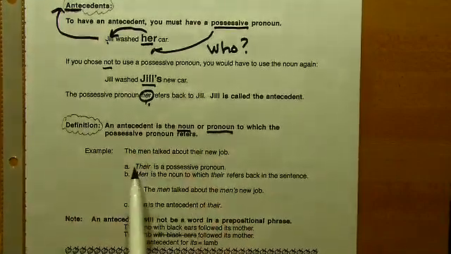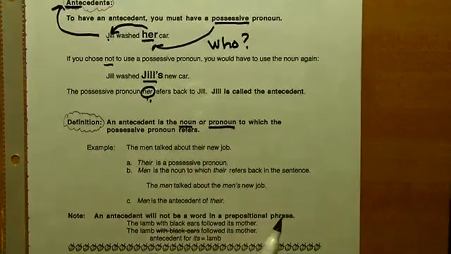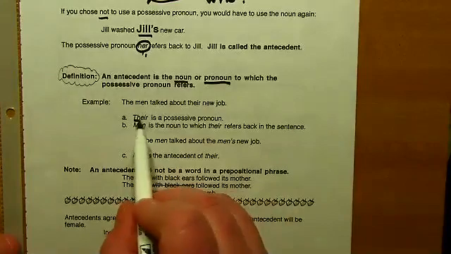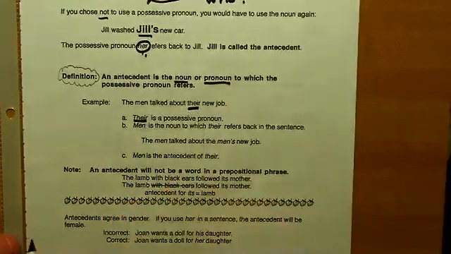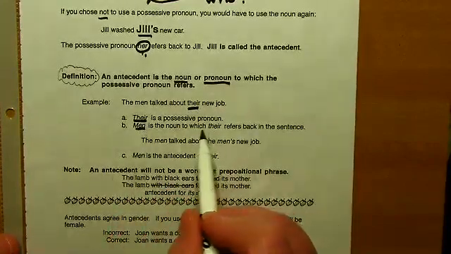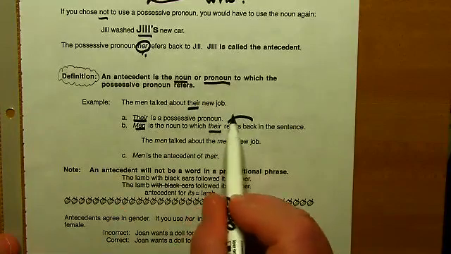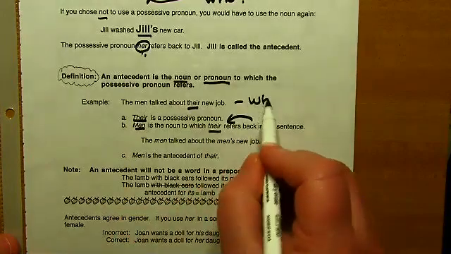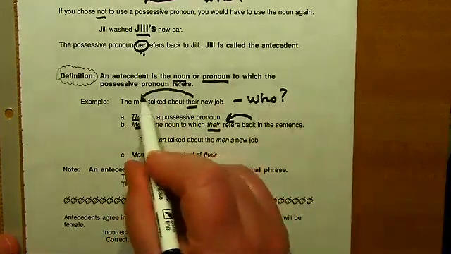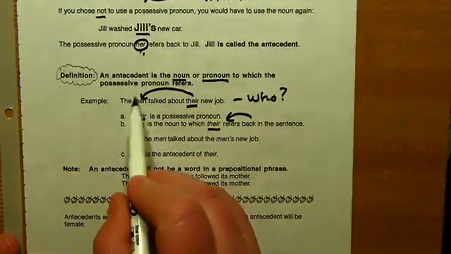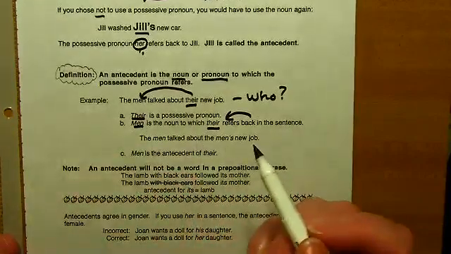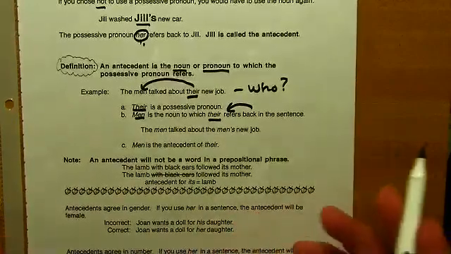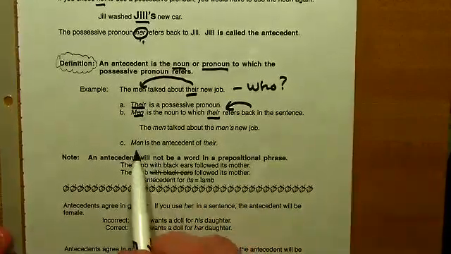Okay. Here's more examples. The men talked about their new job. Their is the possessive pronoun. Men is a noun to which their refers back in the sentence. So the men talked about their. If I said their who, their is talking about the men. So therefore men is the antecedent. All right. The men talked about the men's new job. Yikes. Okay. Men is the antecedent.